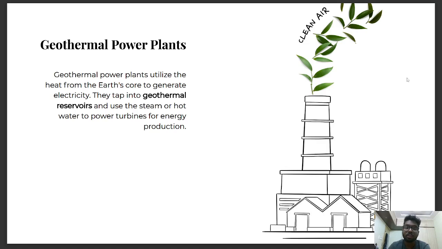But the drawback for this kind of power plants is that it cannot be established everywhere. It can only be established where there are volcanoes and seismic activities are taking place. Only there these kind of power plants can be established.